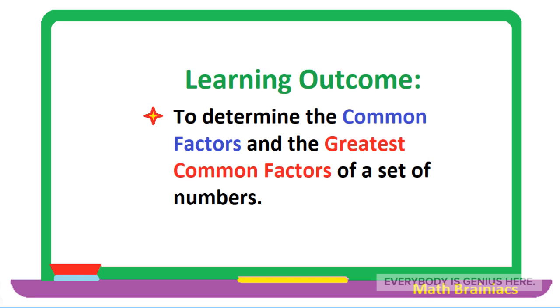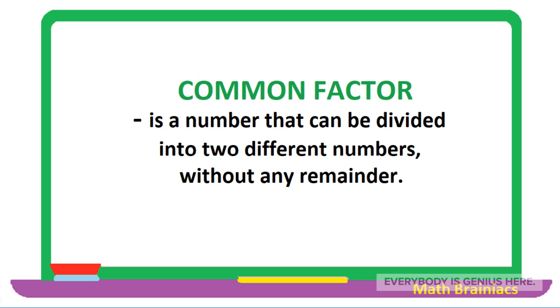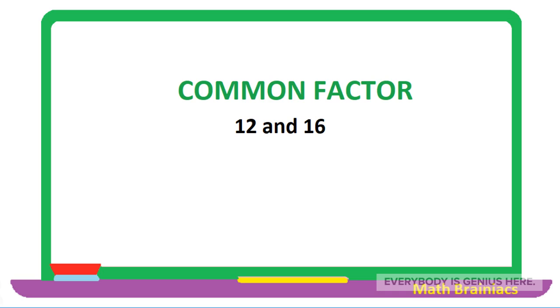We are going to learn today how to determine the common factors and the greatest common factors of a set of numbers. A common factor is a number that can be divided into two different numbers without any remainder. Let me give you an example so that common factor will be clear to you.